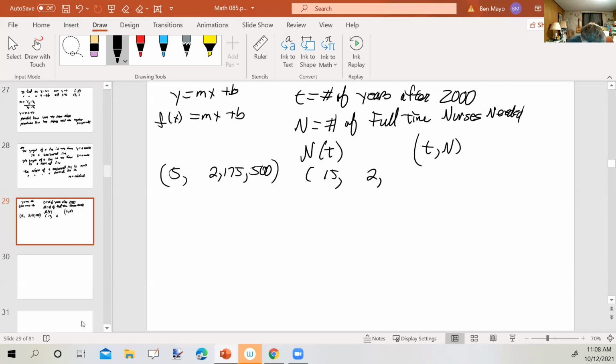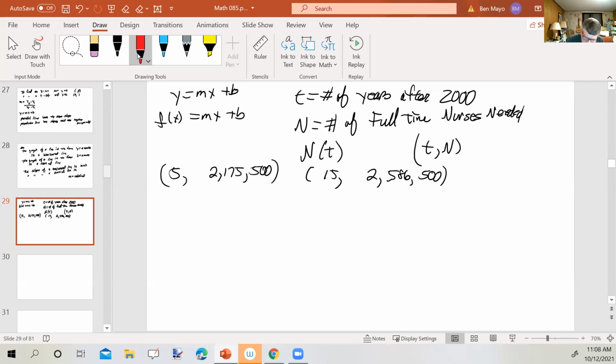By the year 2015, so now T is 15, the number is expected to increase to about 2,586,500 nurses. Okay, let T be the number of years after 2000 and N be the number of full-time registered nurses needed in the US. Write a linear function N of T to model the demand for nurses.